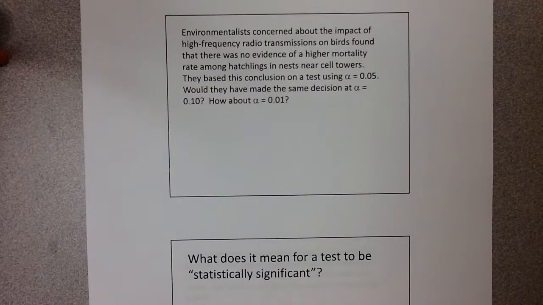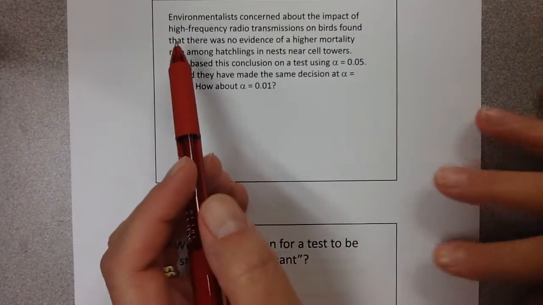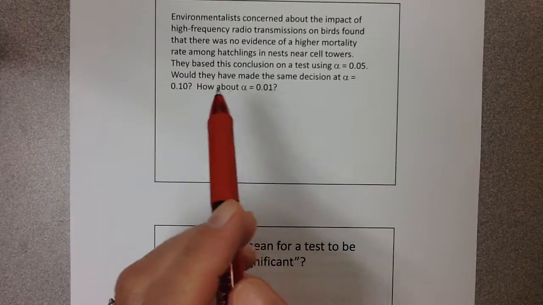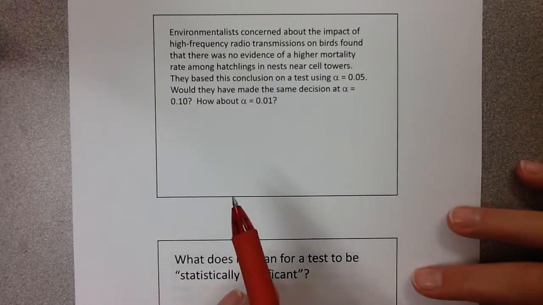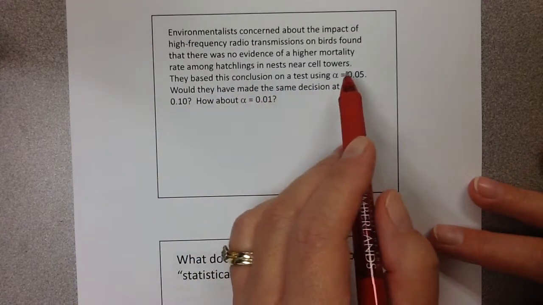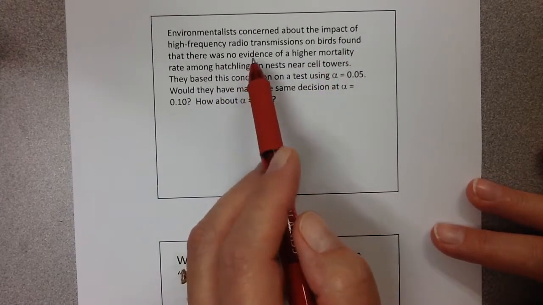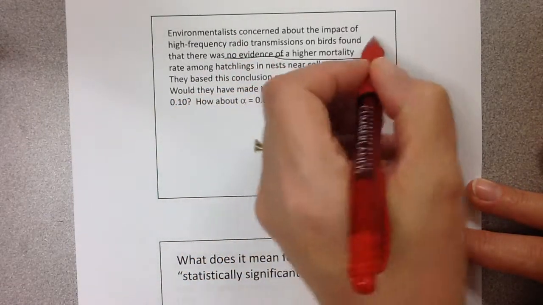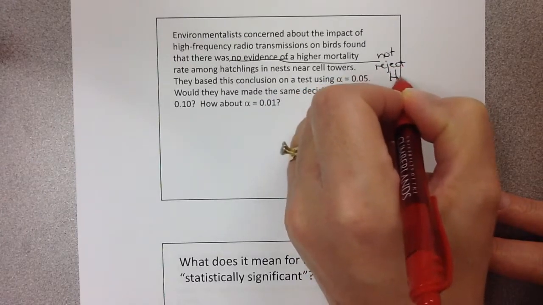Okay. So a question about that alpha level, you'll see something like this perhaps on the AP exam, and I think a picture is probably the best way to deal with it. Environmentalists concerned with the impact of high-frequency radio transmissions on birds found that there was no evidence of a higher mortality rate among hatchlings in nests near cell towers. So we were looking for evidence of a higher mortality rate, but we didn't find it, which means we failed to reject. So no evidence means we did not reject the H naught.